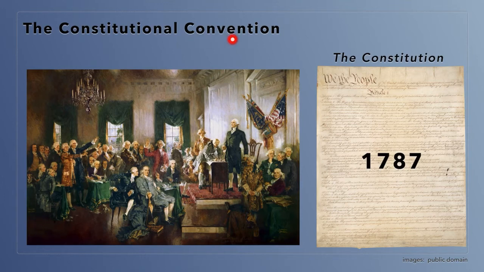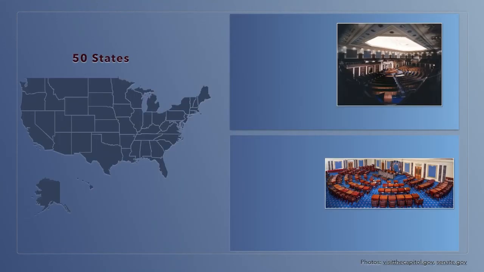A convention means when a lot of people get together and meet. And they wrote the Constitution, which explains how the government should work. One part was called the House, and the other part was called the Senate. You need to know both of those words.